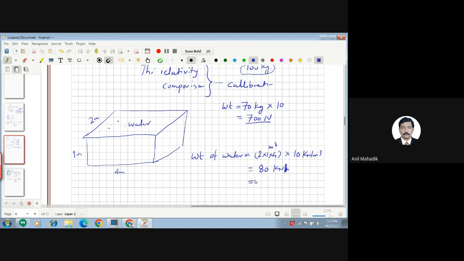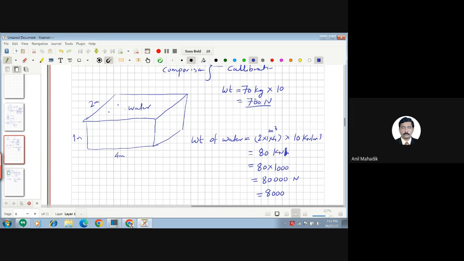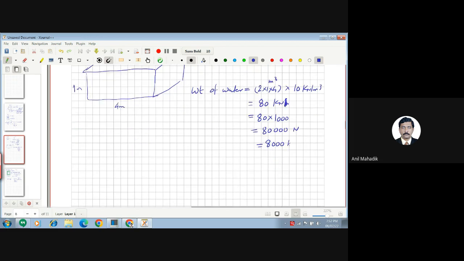So if you consider it in kg, how much will this be? How much will it be in Newton? 80 into 1000. Whenever we convert to newtons, it will be 1000 times. So it is 80,000 Newton. If I ask you what is the weight in kg? Divide by 10, because we know that if you want to convert weight in kg to Newton, you multiply by 10, and if you want to convert from Newton to kg, divide by 10. So it will be 8000 kg, which is 8 metric tons. Generally we are comfortable with this unit, either kg or tons.